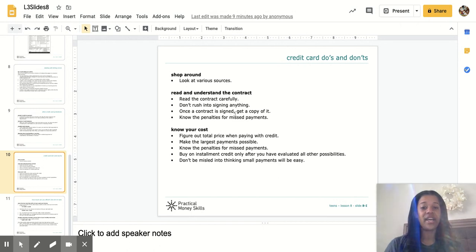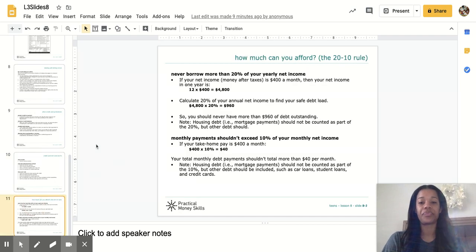Read and understand the contract. You want to read those carefully. I'm not good with breaking those down like I should be. So I actually have a friend who majored in finance in college, and I always send it their way to make sure it's a good choice for me in the end.